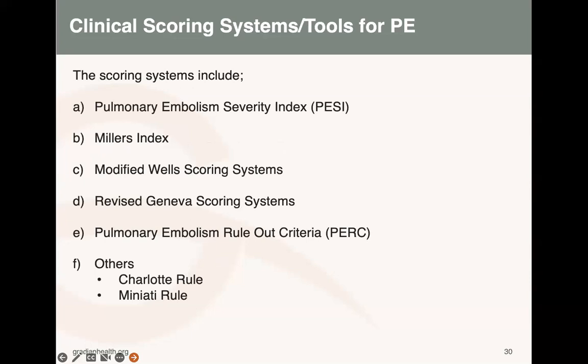So we have different scoring systems. We have the Pulmonary Embolism Severity Index, PESI. We have the Miller Index, and we have the famous Wells scoring system. We have the revised Geneva scoring system, and the PERC, the Pulmonary Embolism Rule-Out Criteria, but there are also others, like the Charlotte and Miniat rule. We'll look mainly at 3, which I think will help us understand. We'll look at the PESI, the Pulmonary Embolism Severity Score. We'll look at the Miller's, and we'll also talk more about Wells, and we might look a bit at the PERC. So PESI, can we go to the next slide, please?